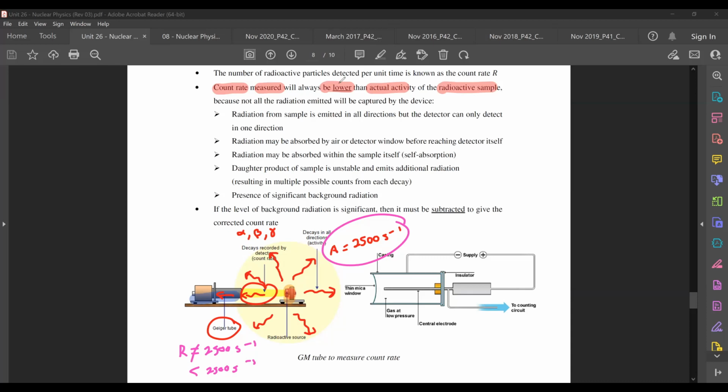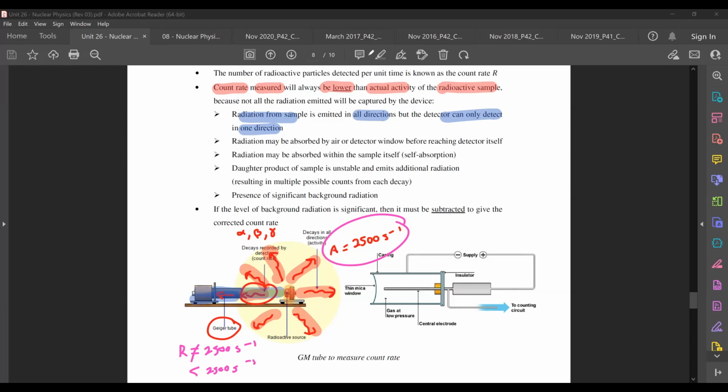The first reason is that radiation is emitted in all directions, but your detector can really only detect in one direction. Just now I told you that your radiation is emitted in all possible directions in the form of a sphere, but your Geiger-Müller tube can really only detect one specific direction like this. So it doesn't capture all your radioactive particles. It doesn't measure the entire activity.